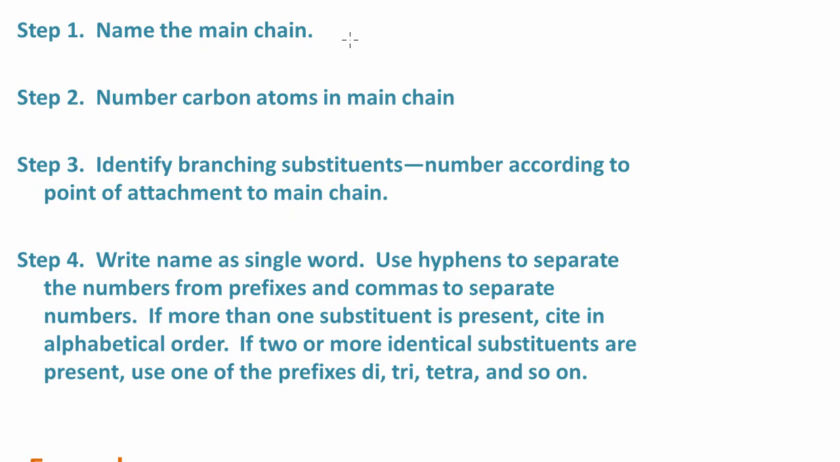Step 1, we find the longest continuous chain, and that gives us the parent name. What we do is number the carbon atoms in the main chain. So let's go ahead and do one here. The longest continuous chain here has 4 carbons. So we would go ahead and name this as a butane.